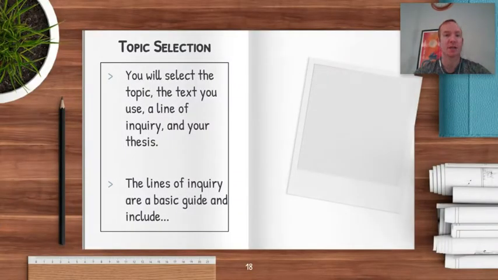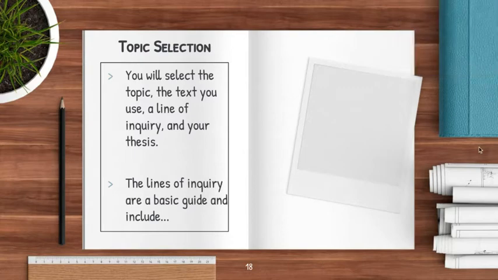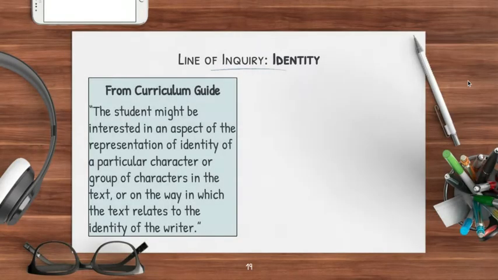So your topic selection, right? You will select the topic, the text that you want to use, the line of inquiry, and your thesis. And I wanted to just take this time to go over each of those lines of inquiry with you. So they are identity, culture, creativity, communication, transformation, perspective, and representation. Let's take a look at each one.